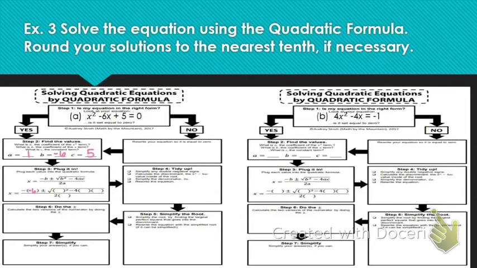Negative 6. Now listen, there's a negative sign in the formula. It does not replace the negative sign in front of 6. You have to plug in the negative 6. Plus or minus, again, what's your B value? Negative 6 again. Minus 4 times A and C, divided by 2 times A.